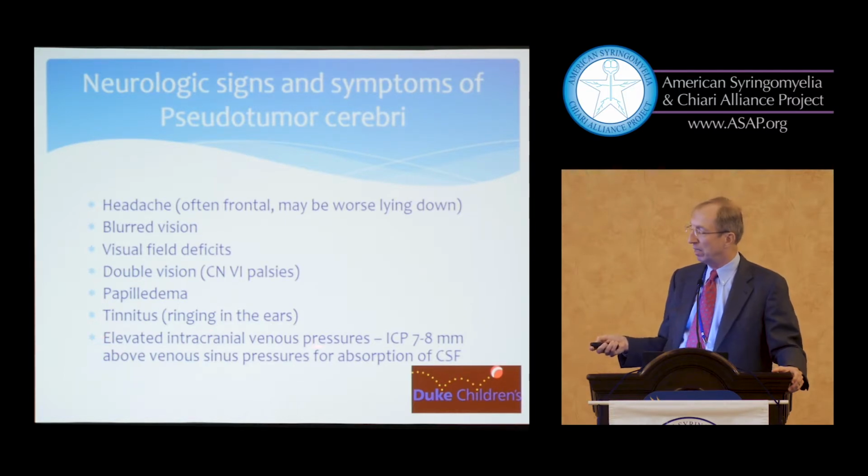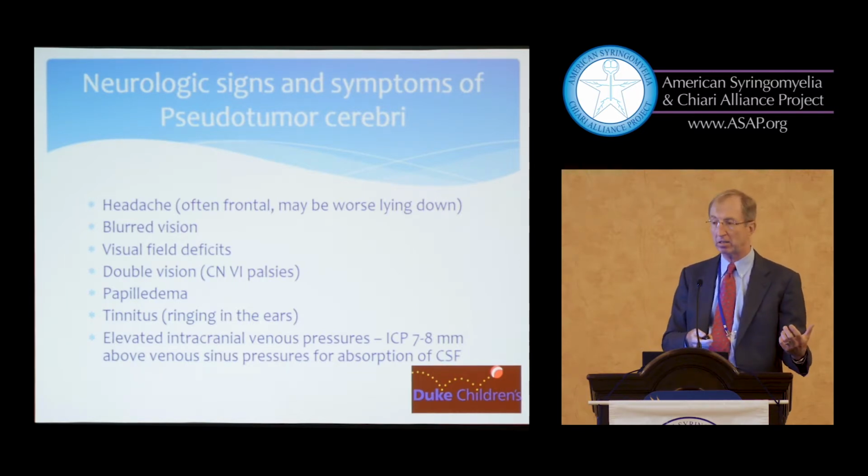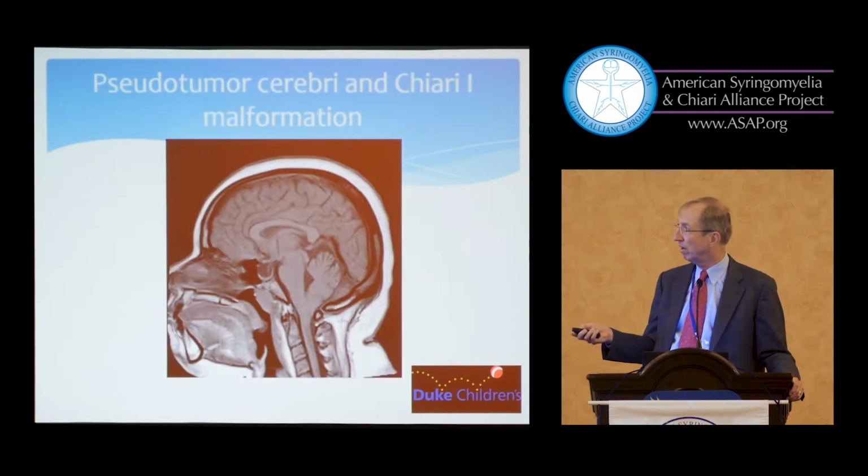The reason the pressure goes up is, again, we talked about spinal fluid getting absorbed back into the blood system, so into the veins. In order for that absorption process to happen, the intracranial pressure has to be 7 to 8 millimeters of mercury above the venous sinus pressures. So as you raise the sinus pressures, the ICP goes up, otherwise you don't even have any absorption. So that's why that's an important factor.